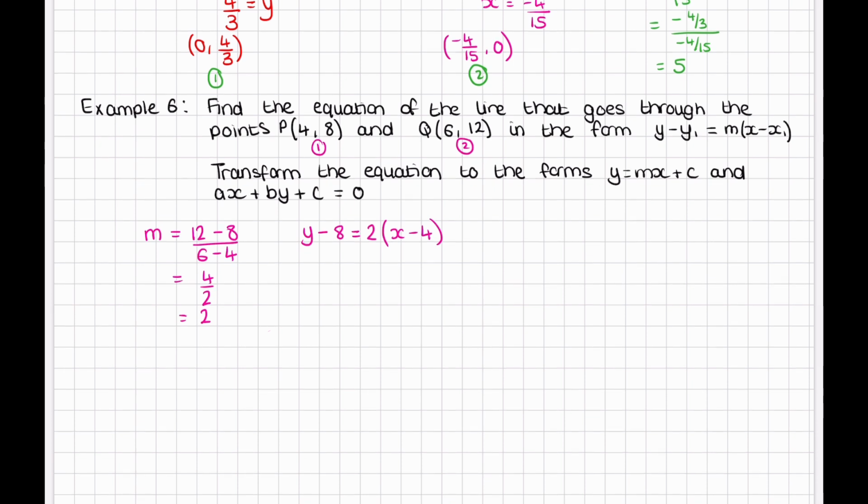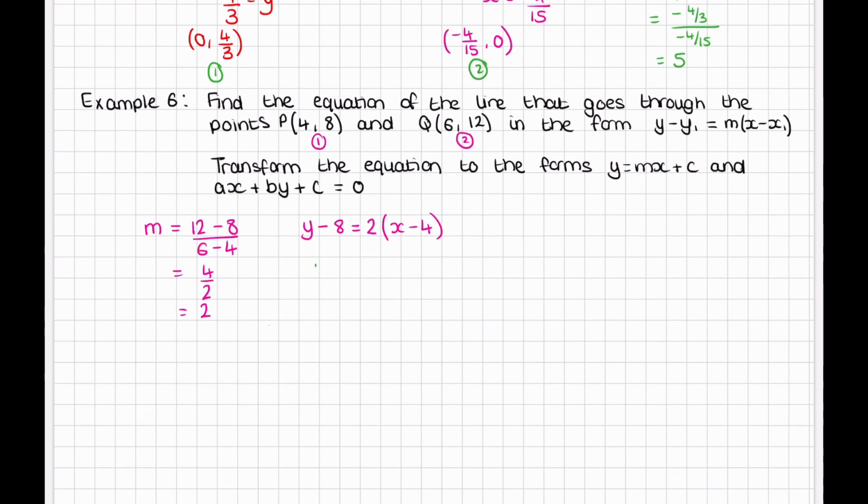Now we want to transform this equation into the forms y equals mx plus c and ax plus by plus c equals 0. But let's transform first to y equals mx plus c. So I have to do y equals. So the first thing I would do in this situation would be to get rid of brackets because there's no brackets in that final answer, which will give us 2x minus 8. And we want to add the 8 to the other side, which means we just get y equals 2x. Then if we were going to go to the ax plus by plus c form, once again there's no brackets, so I would expand the brackets first.